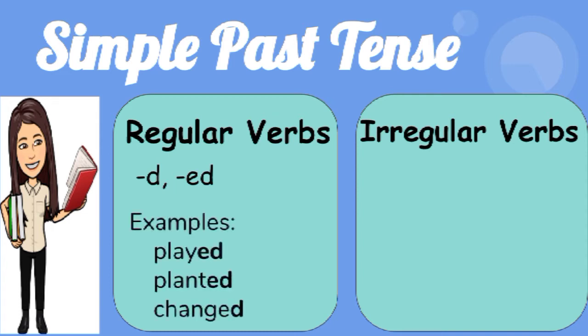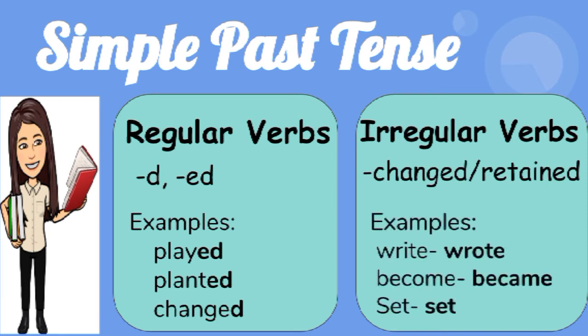Example: played, planted, changed. While for the irregular verbs, the form is usually changed or retained. Example: the past tense of write is wrote; become, became; set, set.